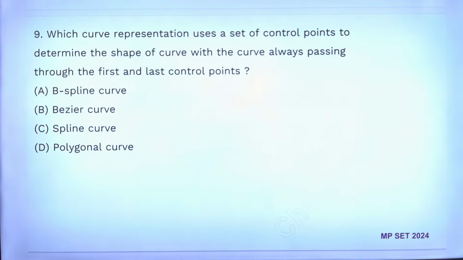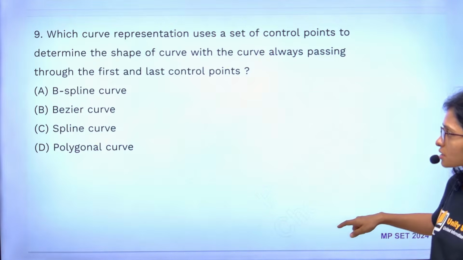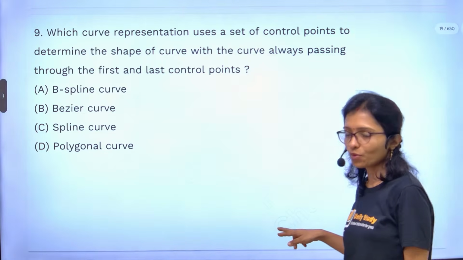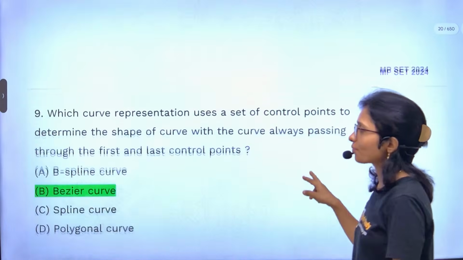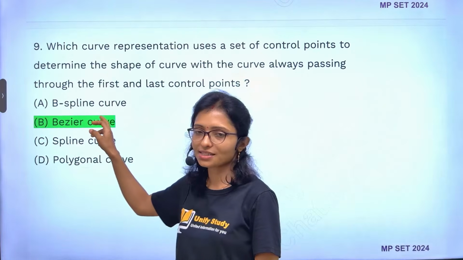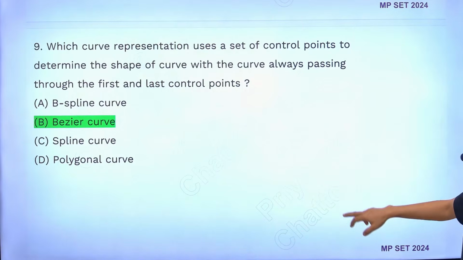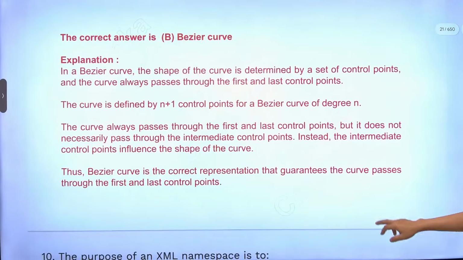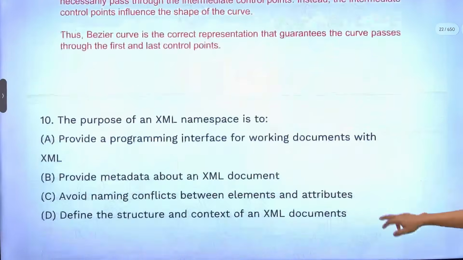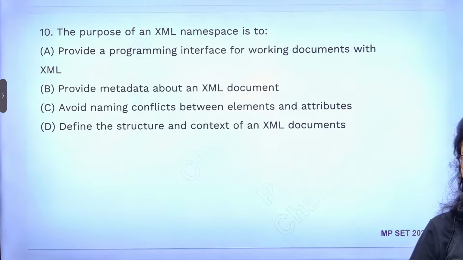Next. Which curve representation uses a set of control points to determine the shape, always passing through the first and last control point? Very popular question. It is a favorite topic of all the examiners. Remember, Bezier curve always goes through the first and last points, not passing through the main ones. It is very important, a favorite topic of examiners. This is about the Bezier curve. Next one. The purpose of an XML namespace.